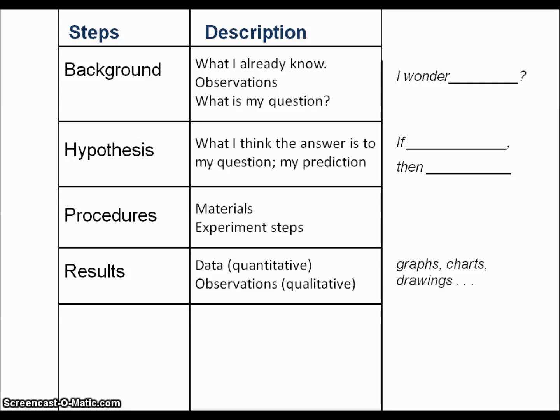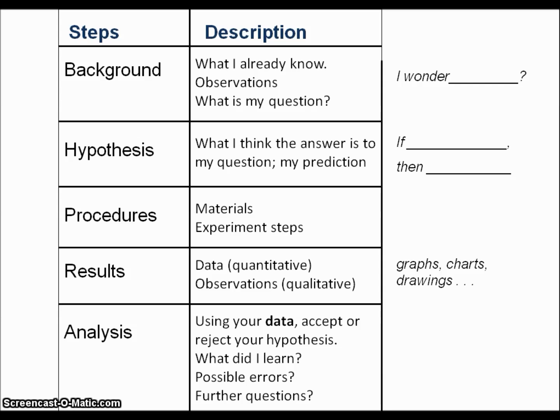But I have found the most important piece for your lab write-up, but also the one students miss the most points on when doing a lab report, is their last section, the analysis. There's a lot of information that needs to be included here. Here's what you need to have. Your first statement should be using your data to accept or reject your hypothesis. Were you right or not? And use your data to support it. What did you learn? Overall, what did you learn during this experiment?